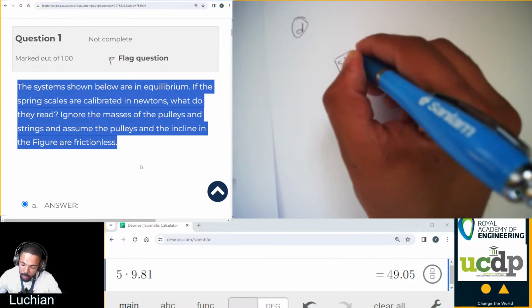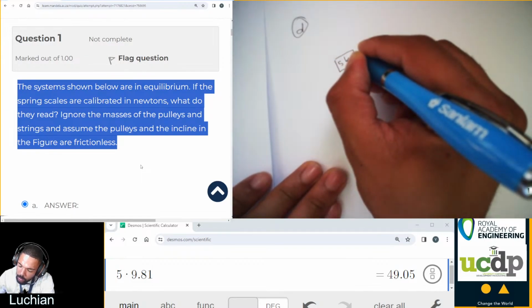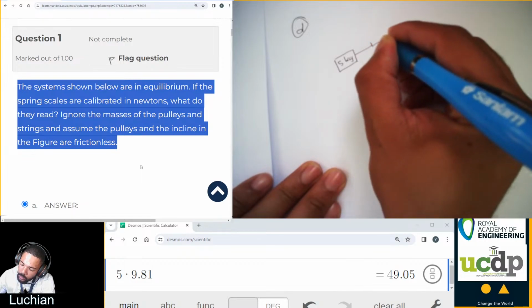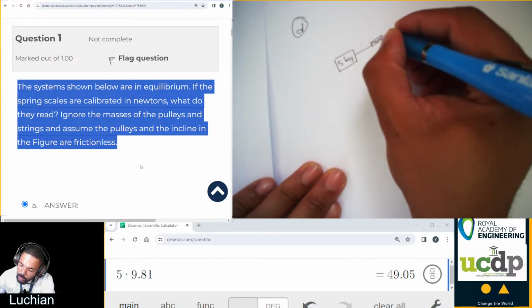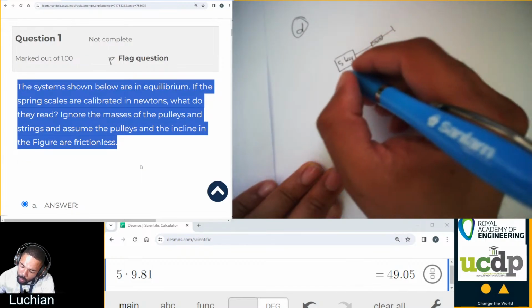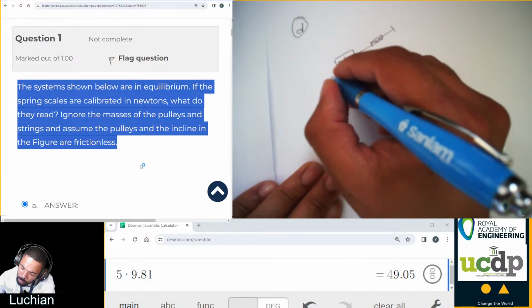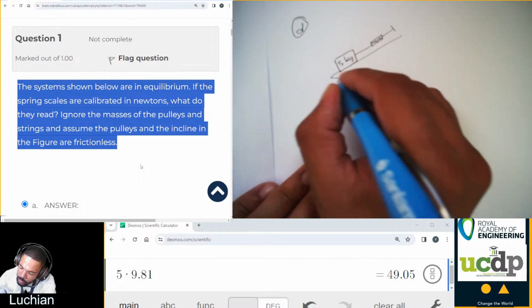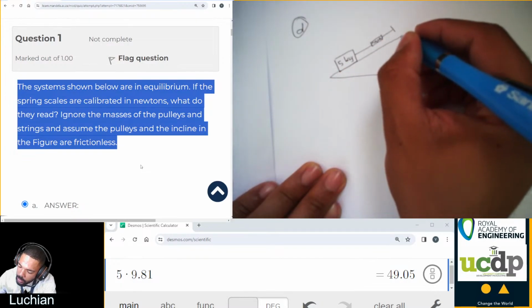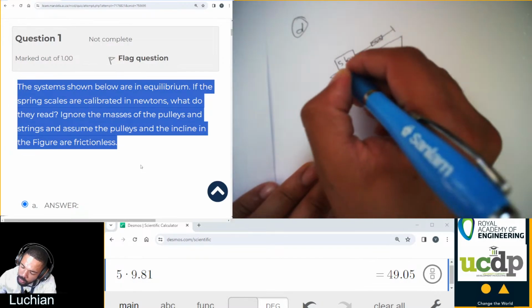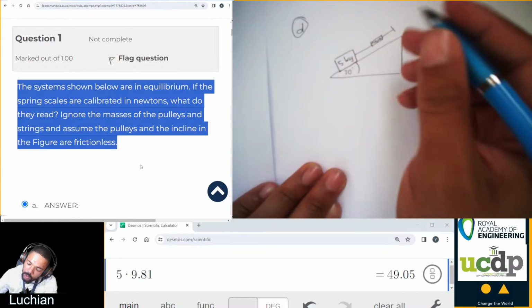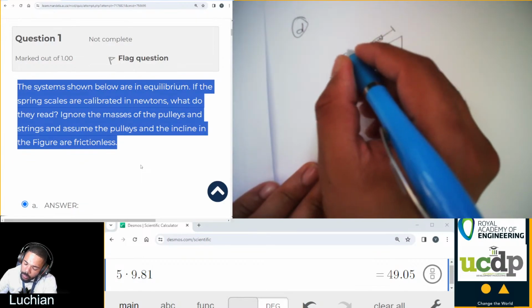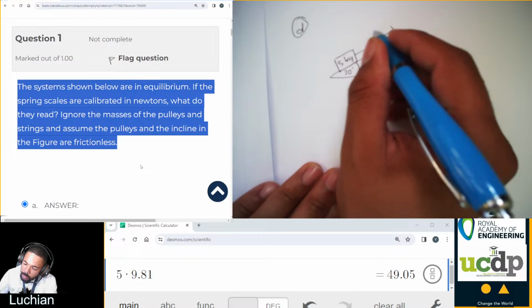That's the force diagram, not the free body diagram yet. I'm just drawing what should be there. There's the spring scale that's measuring the force. There's a piece of the wall. The block is sitting on this inclined plane, and this inclined plane is making an angle of 30 degrees.